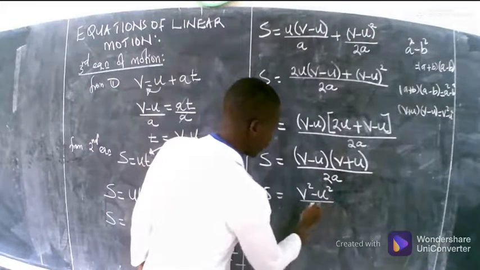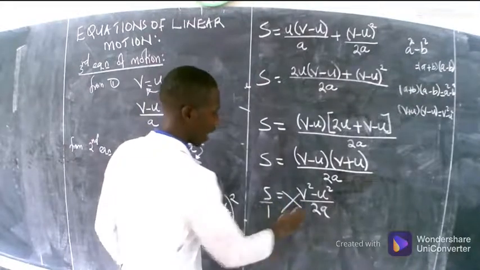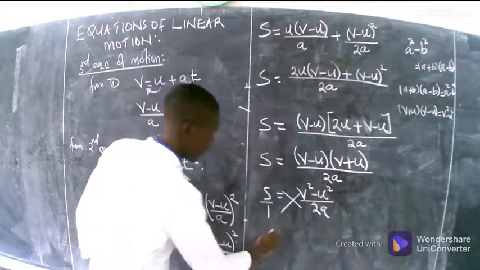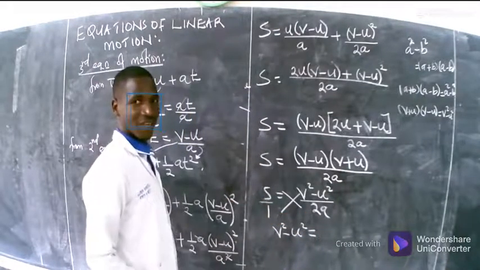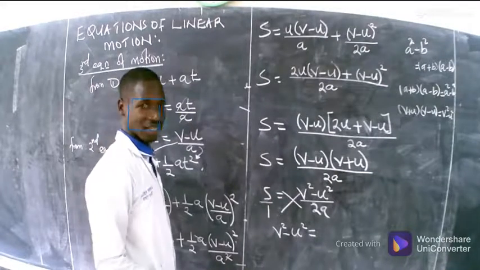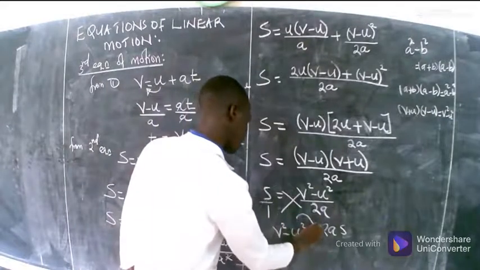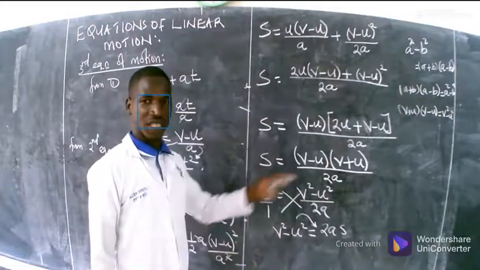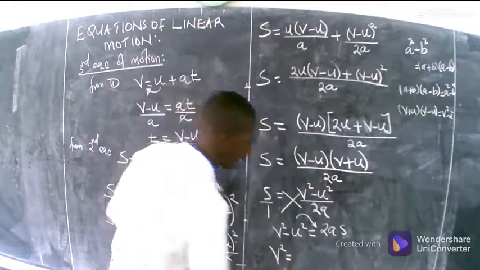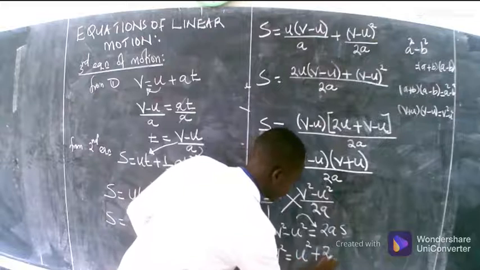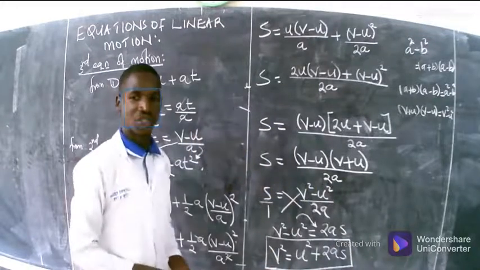Then, of course, we shall divide it by 2a. Good. Then from here we cross multiply. When you cross multiply, we shall have v squared minus u squared times 1, which is v squared minus u squared, equals s times 2a. What is s times 2a? Yes, you get 2as. Then from there, we take this u the other side. Remember, it's a minus, so once it crosses the other side, it will be a plus. So eventually, this side shall remain with v squared only, to be equal to u squared plus 2as. This is what we call the third equation of motion.